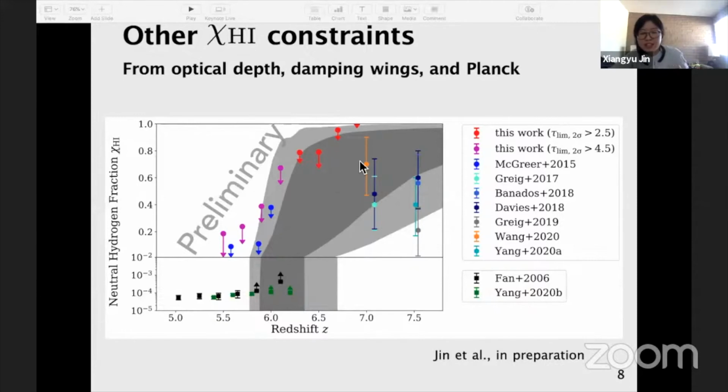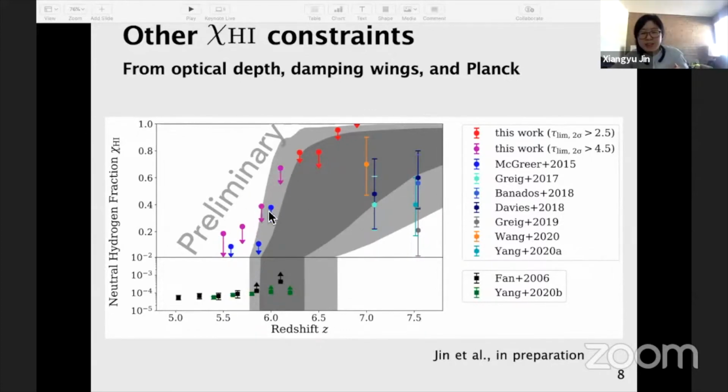The reionization history derived from Planck is shown here. The 1 sigma confidence interval is shown by this dark gray shaded region. And the 2 sigma confidence interval is shown by this light gray shaded region. We present our upper limit on the neutral hydrogen fraction at the lower redshift end by those magenta upper limits, because here we want to get a tighter constraint on the neutral hydrogen fraction with a higher limiting optical depth cut at 4.5 to get tighter upper limits.